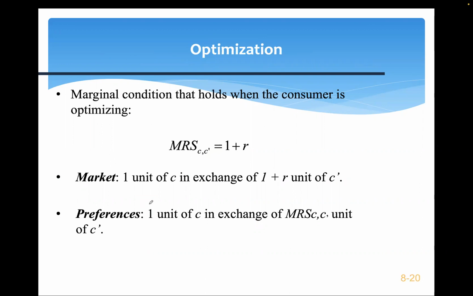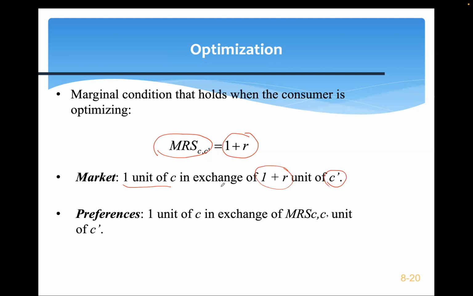So the main result is as follows. If the households have optimized, or reached the optimum, then the following condition must hold. This condition says the marginal rate of substitution between C and C prime equals 1 plus R. What is on the right-hand side? That's 1 unit of C in exchange for 1 plus R units of C prime. In other words, in the market, you can sell 1 unit of C, and in exchange you get 1 plus R units of C prime.